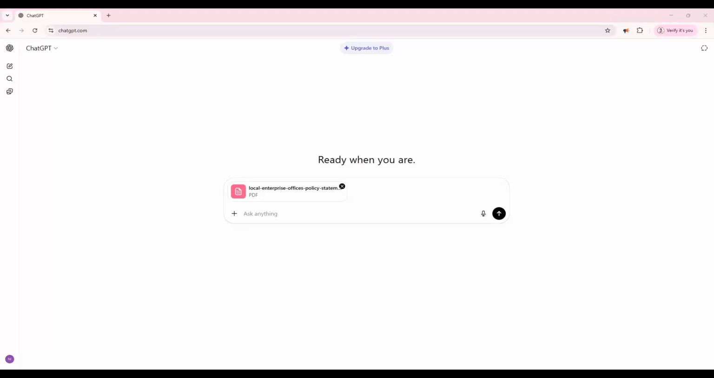So we want to first of all get a high-level overview of the policy in order to quickly understand what the document is all about. So we can use a prompt like this. Provide a brief overview of this policy statement. And let's press enter.